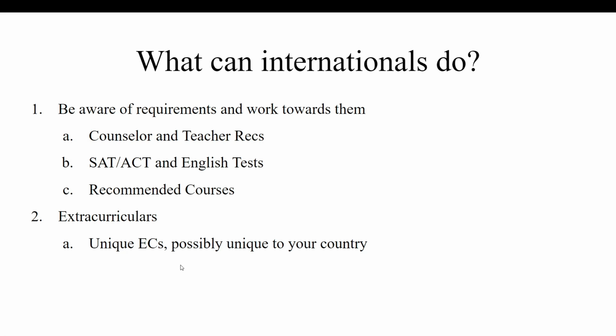Try to get onto these international teams as well, because they're going to be less competitive from your country, especially from a lot of places. They're looking for geographic diversity. The standards sometimes might even be lower for international applicants from countries that are underrepresented.